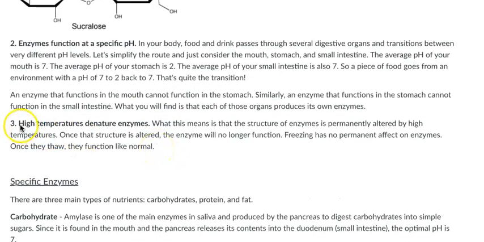Okay, and then just also to be aware, high temperatures will denature enzymes. That means that their structure is permanently altered, and once it's altered, it will no longer work. Okay, freezing does not work the same way. You can freeze enzymes all day long down to minus 80 degrees Fahrenheit, and once they thaw, they will work just fine. However, heating them up will destroy them.